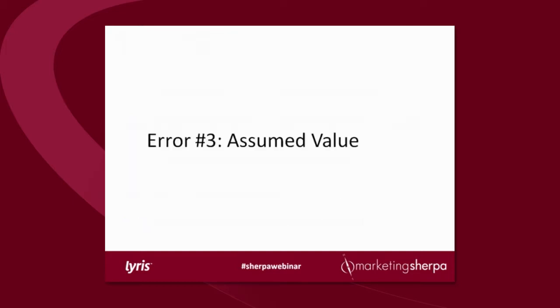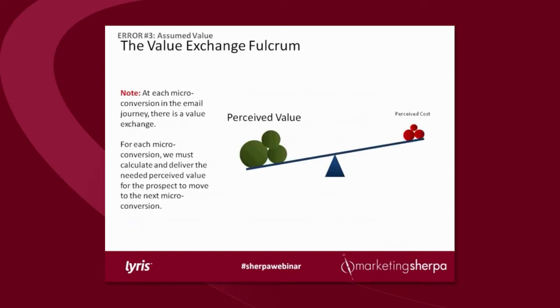What's error number 3? So let's take a look at error number 3, assumed value. This is the story of my life. I assume that I bring so much value, but the truth is you've got to work at it. Let's take a look at what this means for your emails and your landing pages.